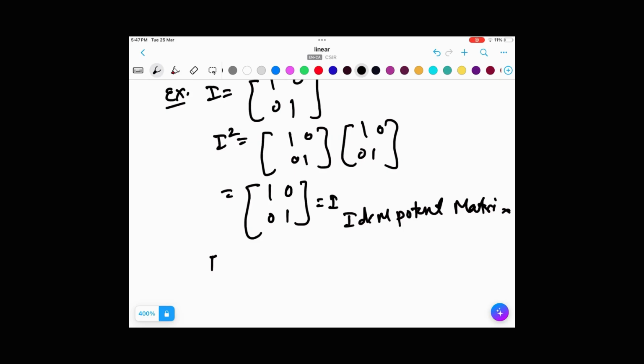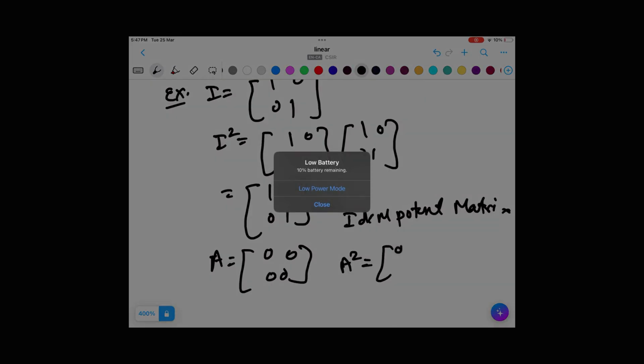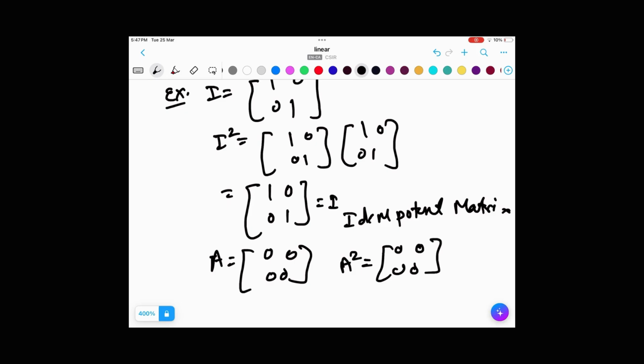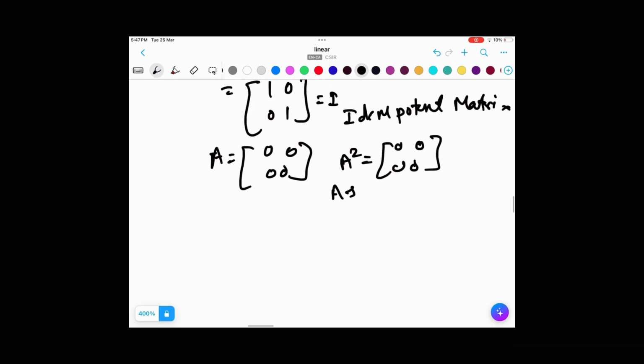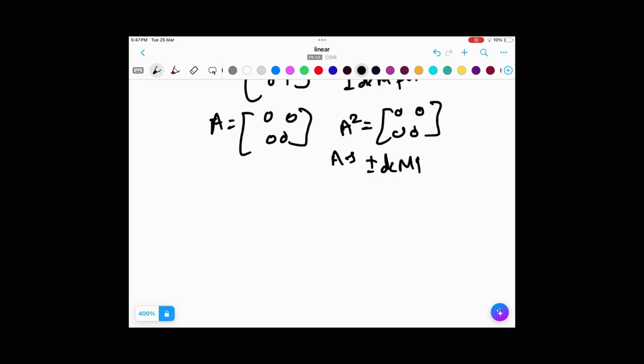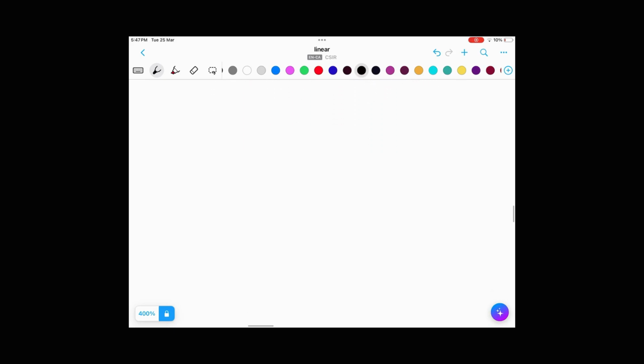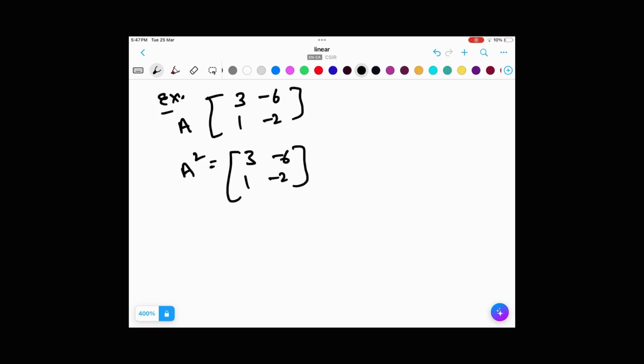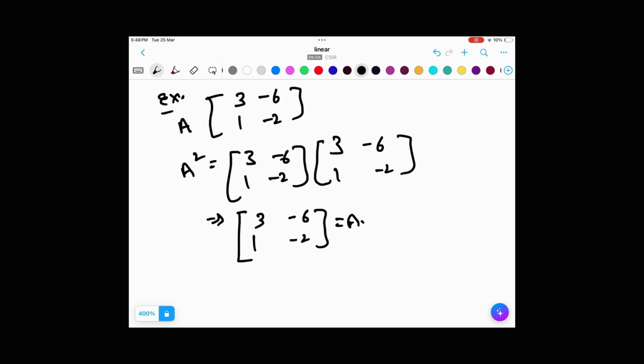Another example is the zero matrix. If we take A equal to [0 0; 0 0], then A square is also [0 0; 0 0]. So A is also an idempotent matrix. Another example is we can take A = [3 -6; 1 -2]. Now we find A square. A square is [3 -6; 1 -2] into [3 -6; 1 -2]. When we square this, we find that it equals [3 -6; 1 -2], which is A.